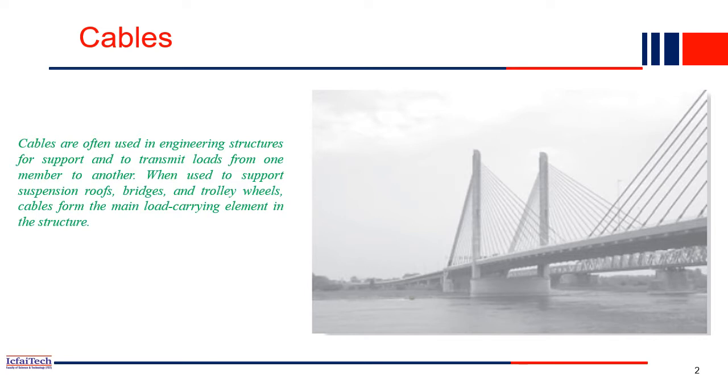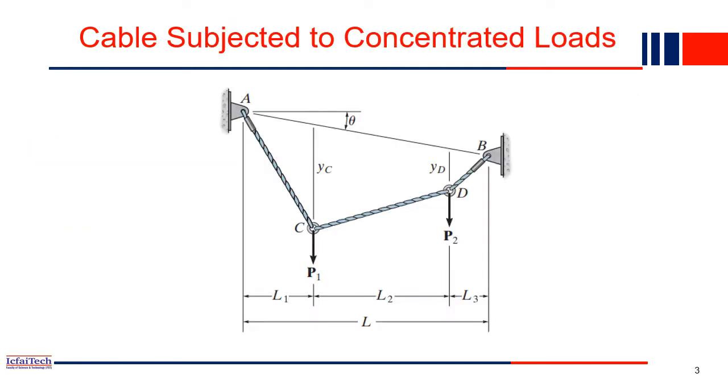For example, if you see right side, it is a cable stayed bridge. Here, the entire load in the deck will be transferred through this cable to the main column, main pier, and ultimately the load transfers to the soil. So today we'll discuss how to analyze the cable stayed structures.